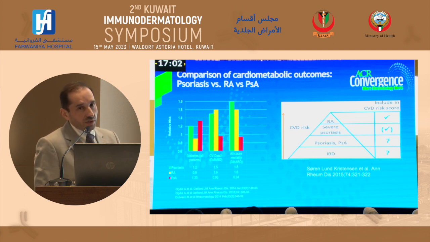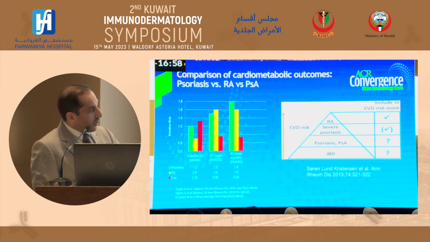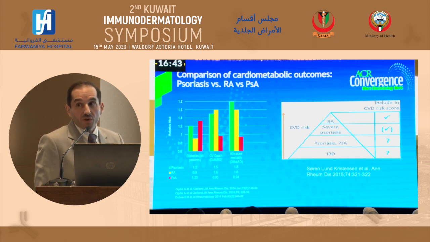This is just one of the studies comparing the 3 common diseases that we see in this country. The green bar represents psoriasis, the yellow bar represents rheumatoid arthritis, and the red bar represents psoriatic arthritis. If you look at cardiovascular death, for example, in the middle, the top 2 are psoriasis and rheumatoid arthritis. So just having skin psoriasis puts you at risk of a cardiovascular event.